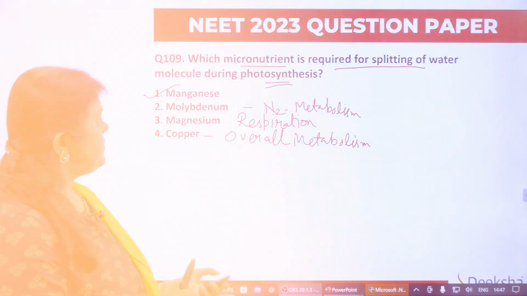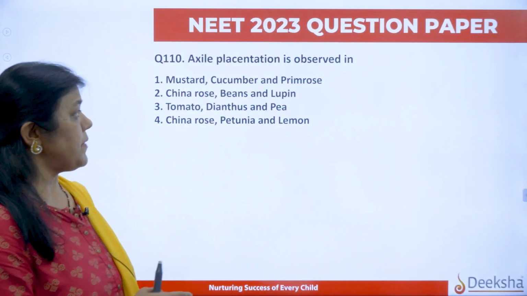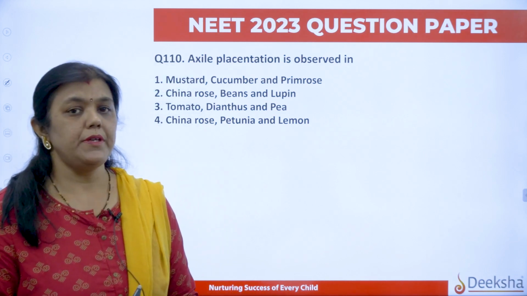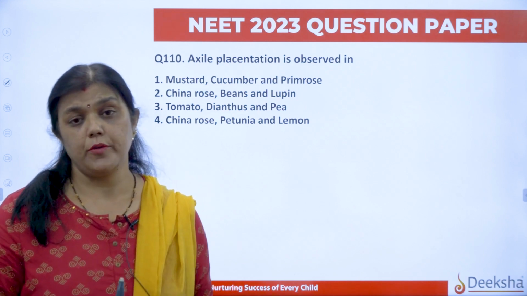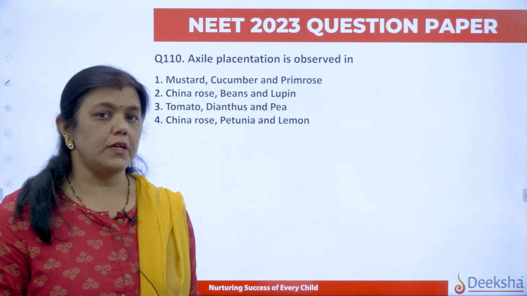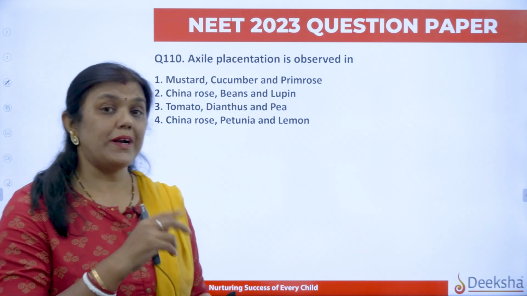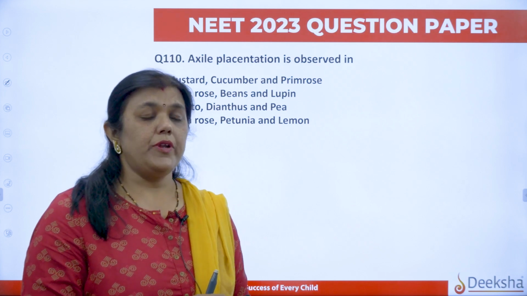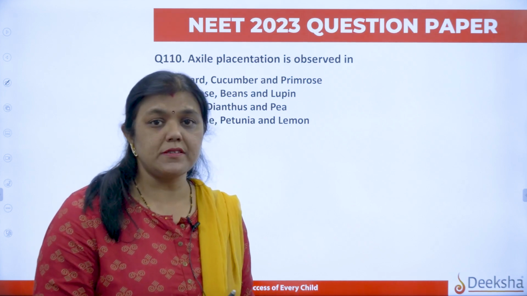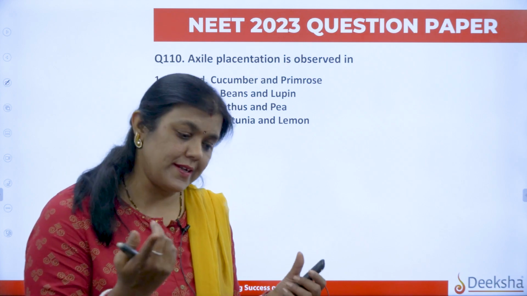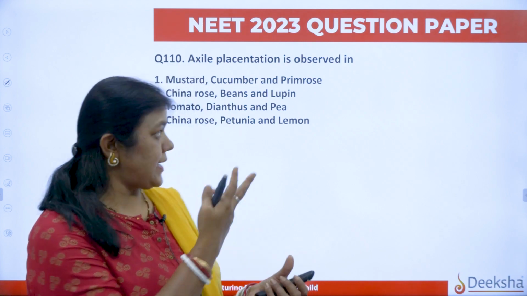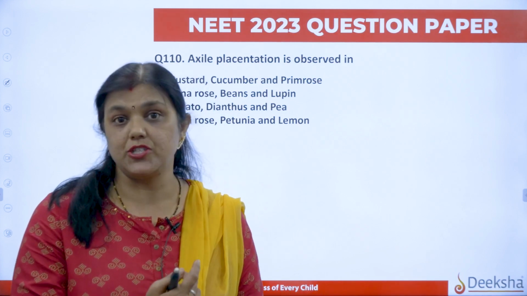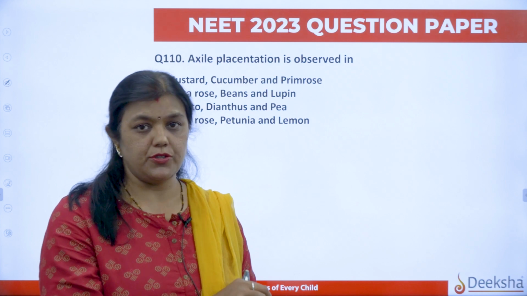The 110th question says: axial placentation is observed in. This question is example based. That means you should be really thorough with plant anatomy and physiology in such a way that you should be able to answer the questions asked in this. So what is placentation? The arrangement of the ovule in the ovary of the plant. Now when we talk about placentation, how many types of placentation are observed? Can you name them? Okay, let us name them. That is parietal, axial as already given, free central, and we also can see marginal, right? So there are 4 types of placentation observed.